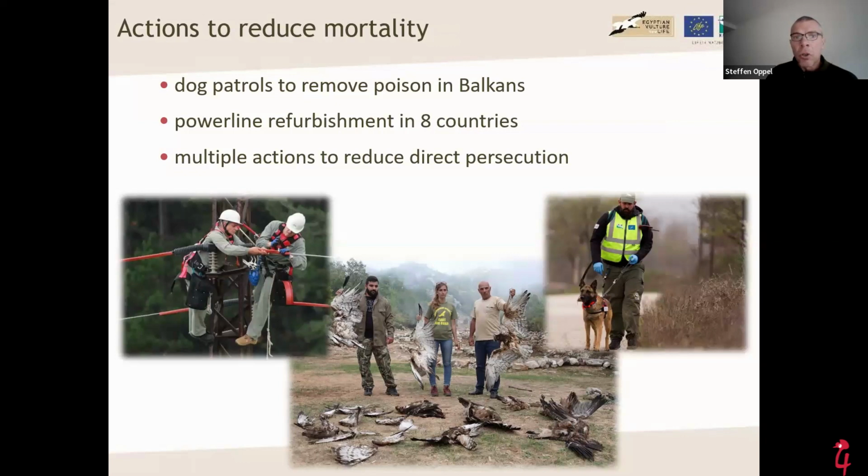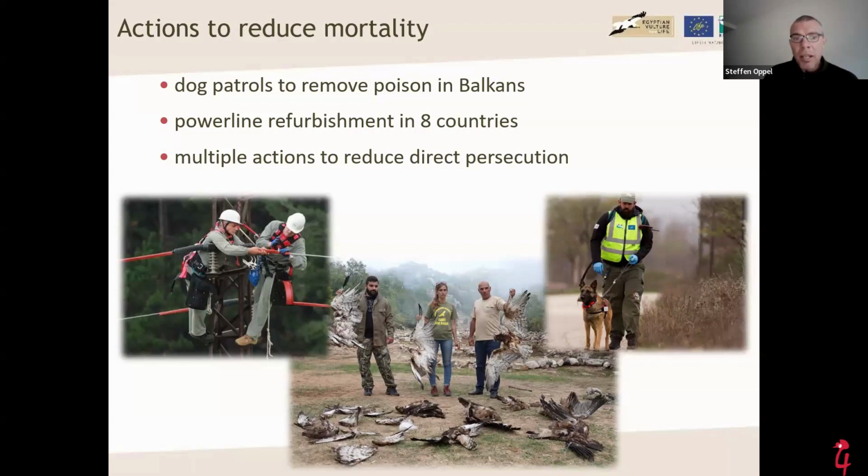It included dog patrols to remove poison in the Balkans. It included power line refurbishment, where we insulate dangerous power lines to reduce electrocution in 8 countries. In total, I think we insulated almost 2,000 power poles across various countries, and the number is growing by the day. And there were multiple actions in many countries to reduce direct persecution, whether by hunters in Lebanon or by reducing the market demand in Nigeria.